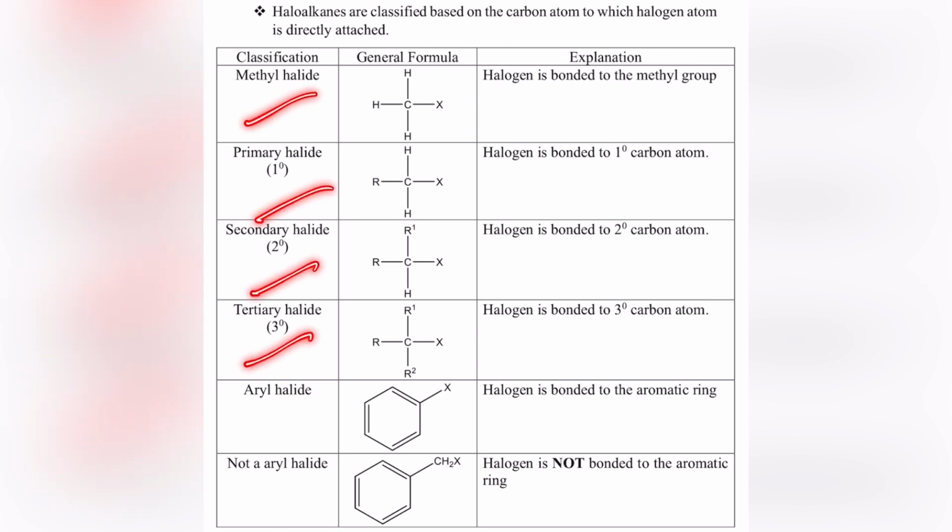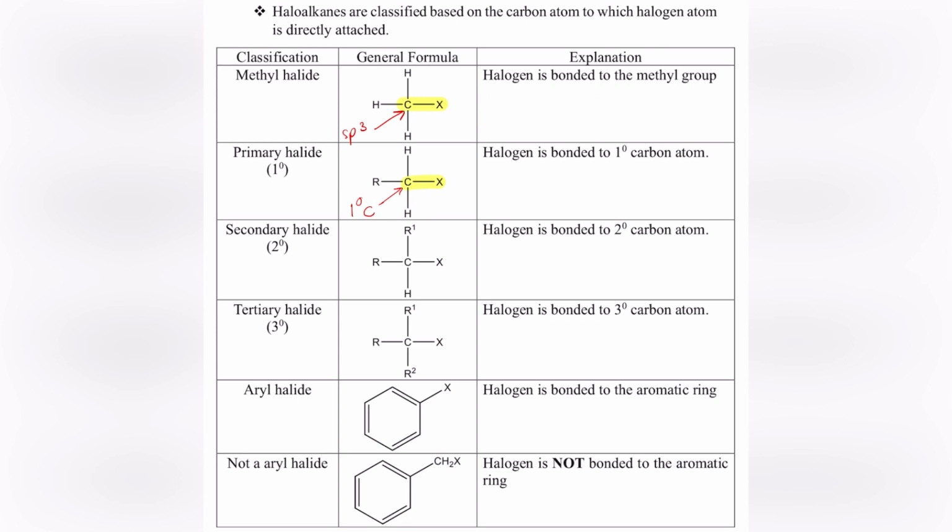So kita ada methyl halide di mana carbon attached to haloalkane, dia ada hydrogen all of it. You have to make sure that carbon contains sp3 hybridization. It means that carbon ni dia adalah sp3. And then next one, untuk primary halide, it means that carbon which attached to halogen adalah primary carbon atom. So this one adalah primary carbon atom.